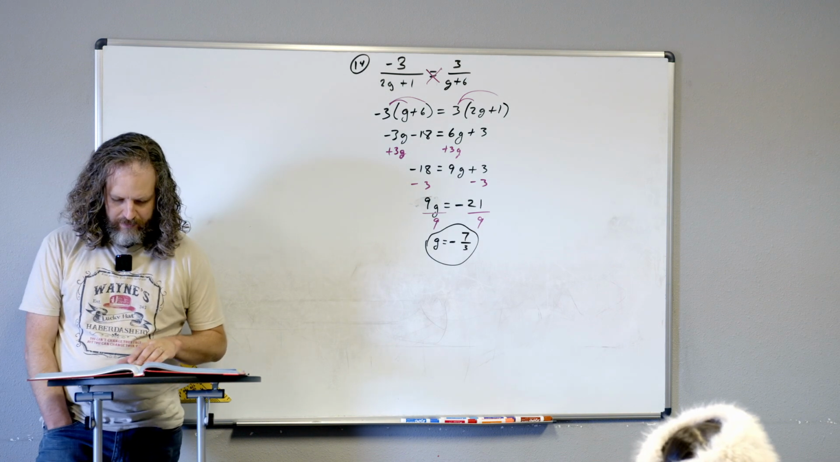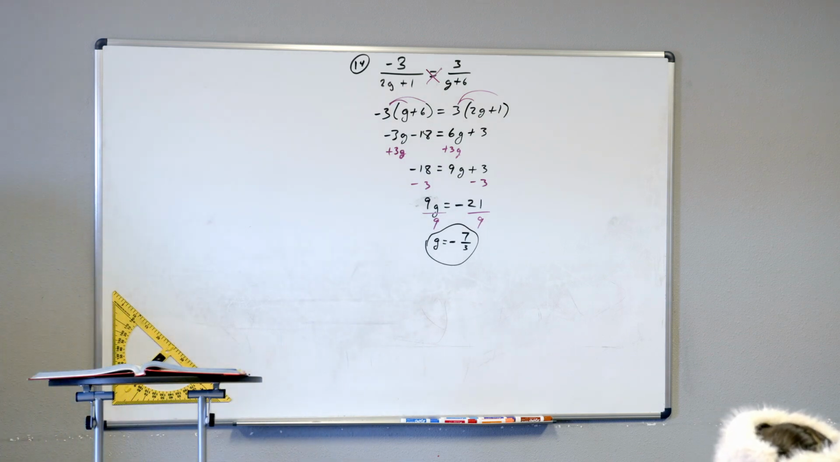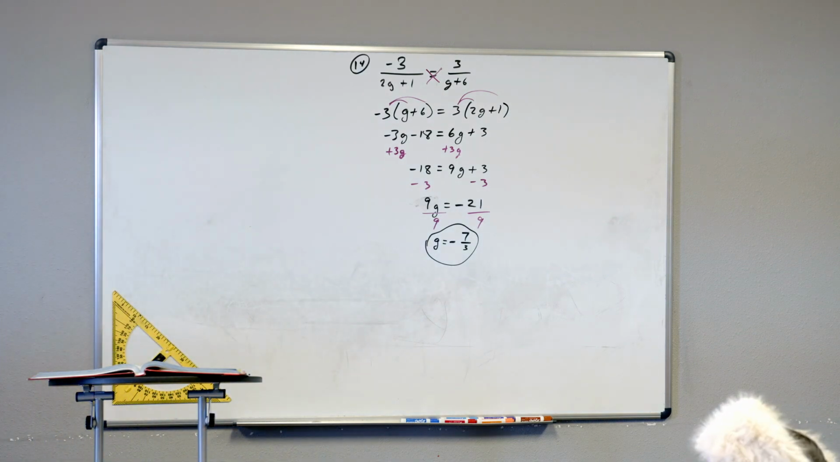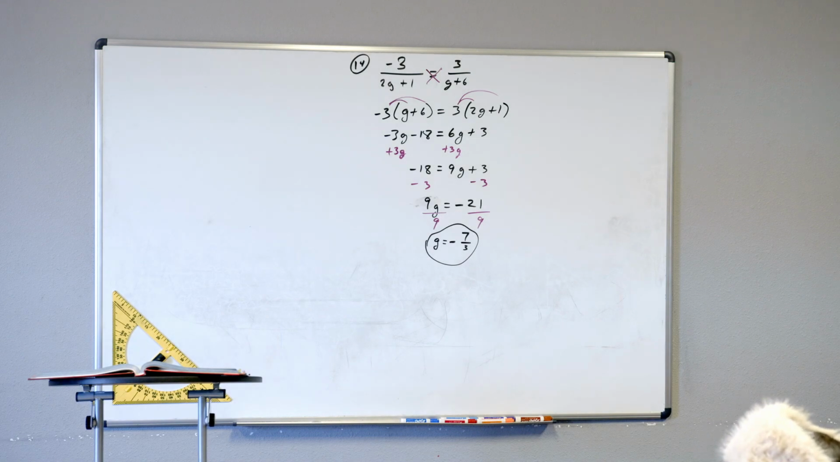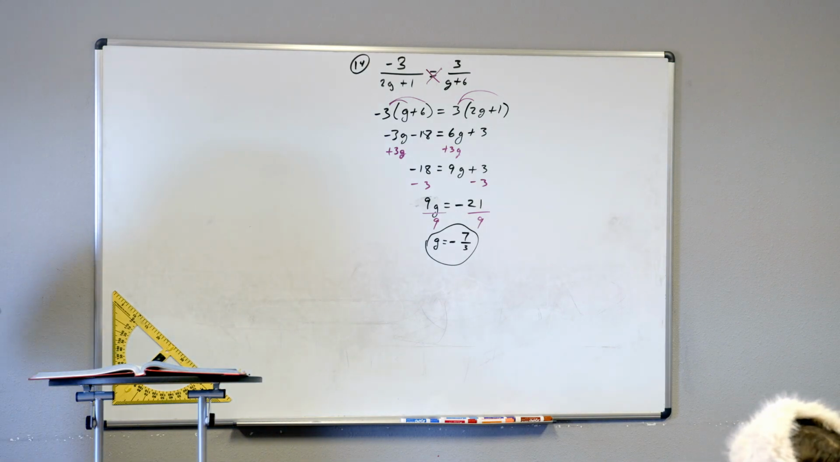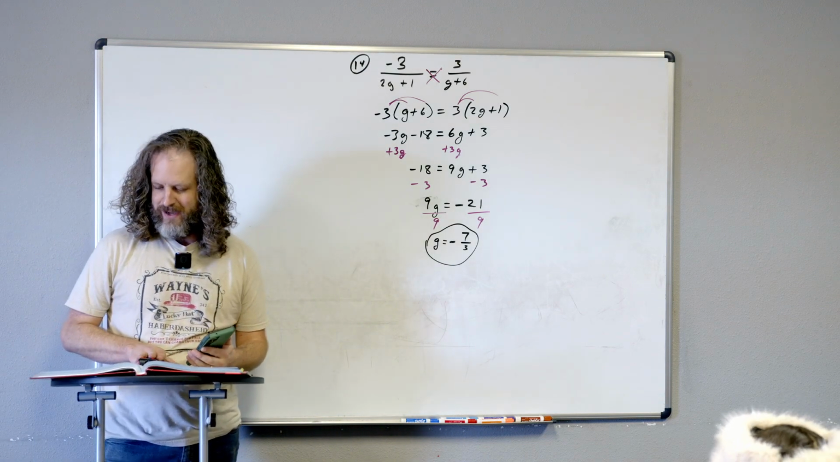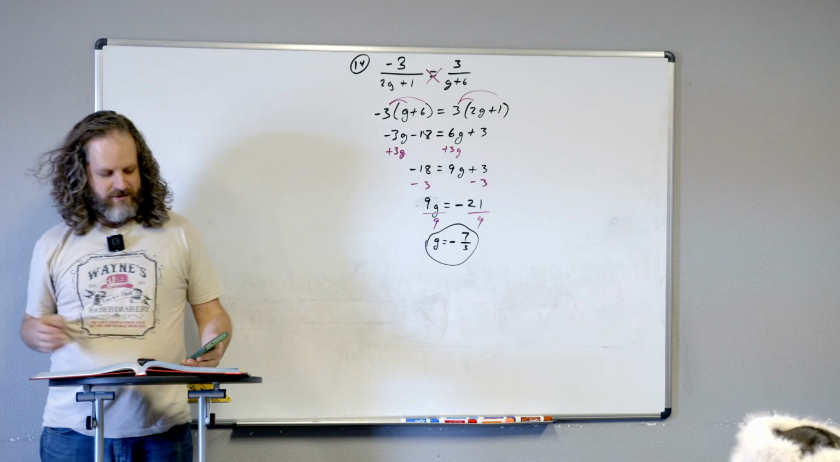Number 8 is a picture. We'll take a look at it. Looks like the rest of them are pictures. I need the television and to spin things around. Number 8 says graph each equation by using the x and y intercept. So yes, 8 is a picture.